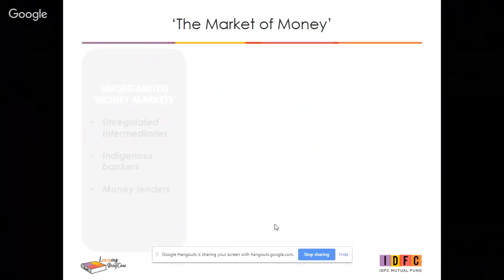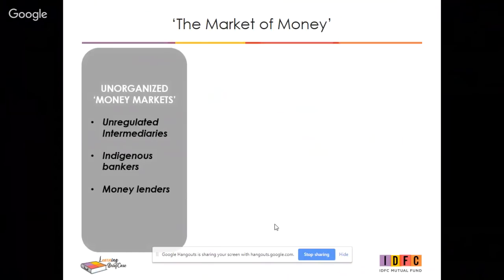When we look at the market for money, there is what we call unorganized money markets. These are unregulated intermediaries. This could be indigenous bankers, money lenders. This could be your father, mother, or your relative who lends you money. The reason we're calling this unorganized is because there are no set markers for this. There are no set requirements for a person to be a borrower or a lender. There are no set interest rates. There are no set features of a product here. It could be open ended.